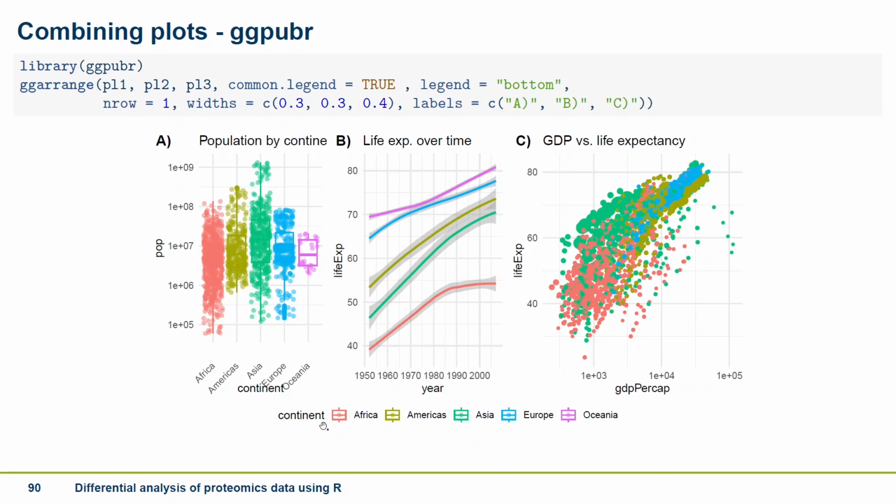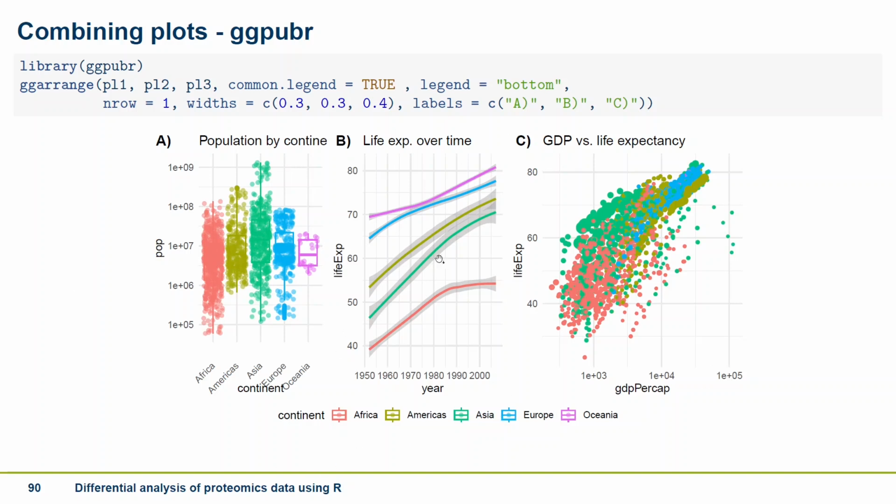So you see here that we have a common legend for the color, which basically combines the box plots, the scatter plot, and the line plot. We want them to be in one row with different width. So the scatter plot here gets 40% of the space, and the box plot and the line plot get 30% each. And we have labels A, B, C to label these panels.